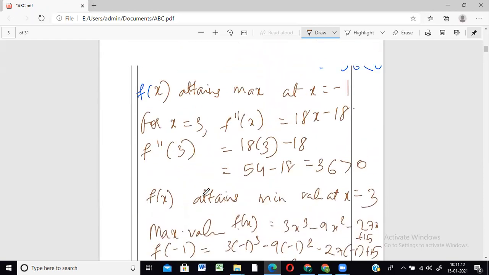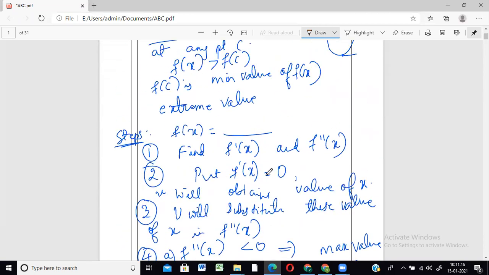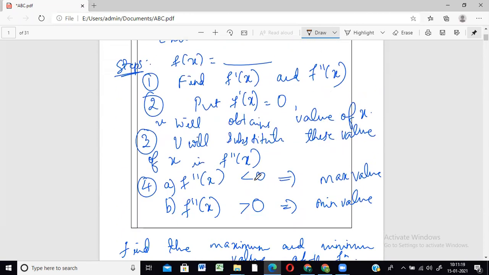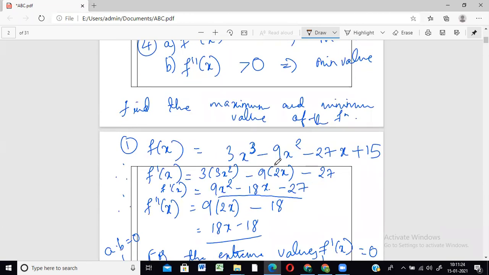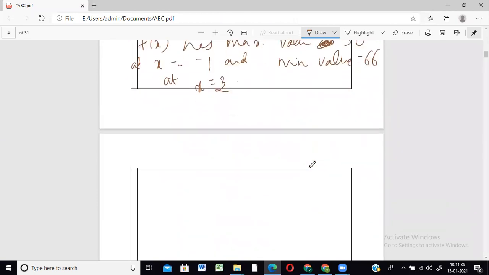Right now, here the function f of x was given directly, so we could easily do it because I had given you the steps already: what you have to find first, then what to substitute, what you will get, and on what basis you will decide whether it is maximum or minimum. But sometimes this function is not directly given to you, like here it was given as 3x cube minus 9x square. Instead of that function, they will give you a word problem or a statement type of problem where you have to frame and get the equation. Then you will have to solve also and find out whether it is maximum or minimum. All right. So that also you have to find.